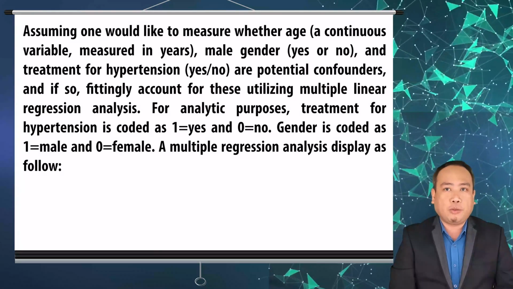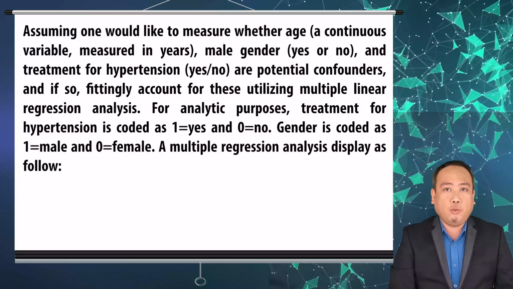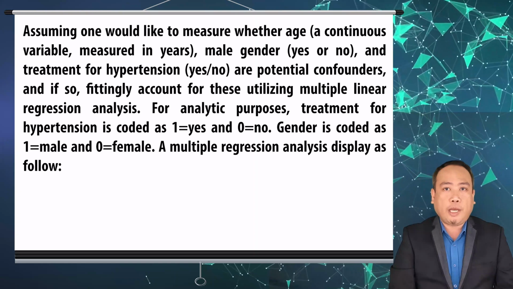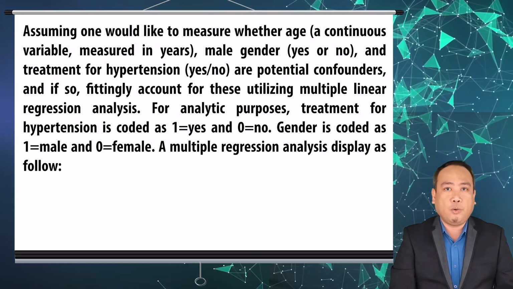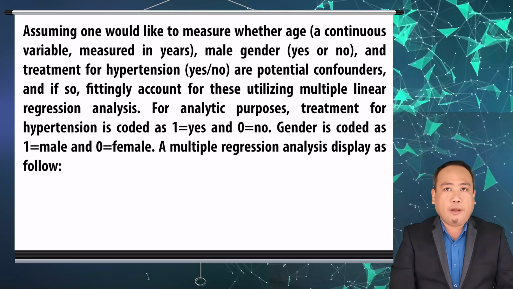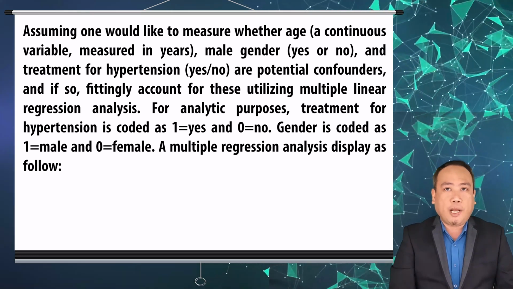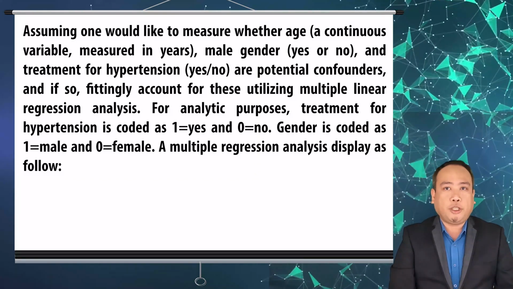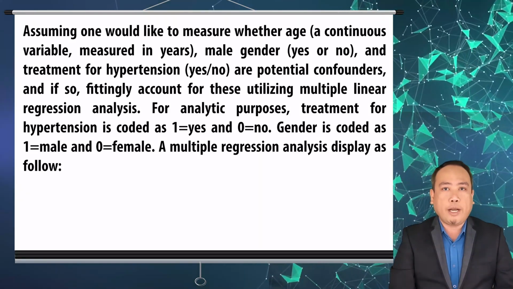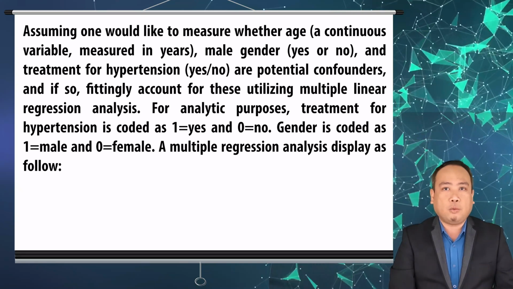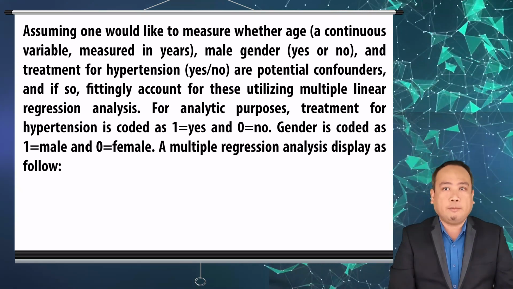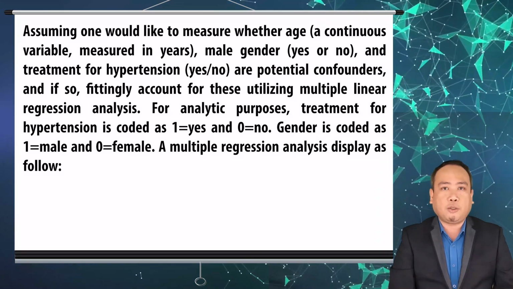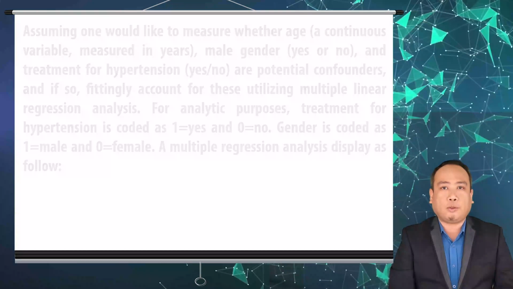Assuming one would like to measure whether age, a continuous variable measured in years, male gender, yes or no, and treatment for hypertension, yes or no, are potential confounders, and if so, appropriately account for this utilizing multiple linear regression analysis. For analytic purposes, treatment for hypertension is coded as 1 for yes and 0 for no. Gender is coded as 1 for male and 0 for female. A multiple regression analysis is displayed in the table as follows.